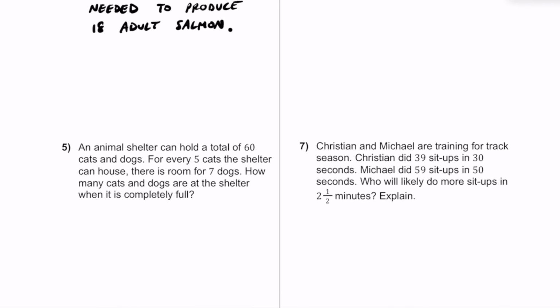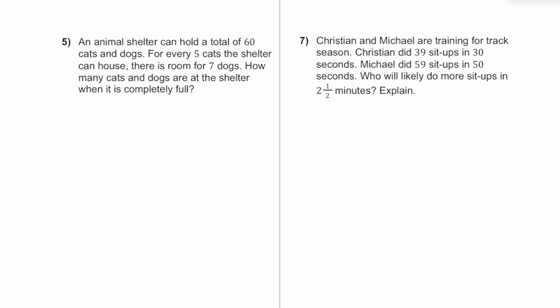All right, let's check out another one. For number 5, an animal shelter can hold a total of 60 cats and dogs. For every 5 cats the shelter can house, there is room for 7 dogs. How many cats and dogs are at the shelter when it is completely full?